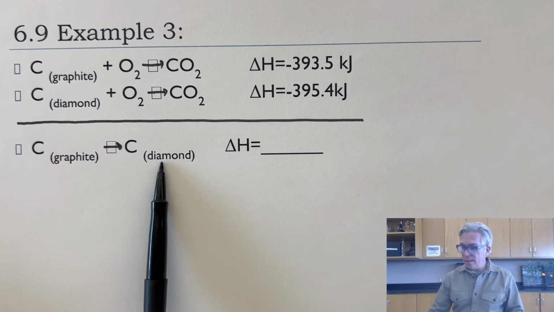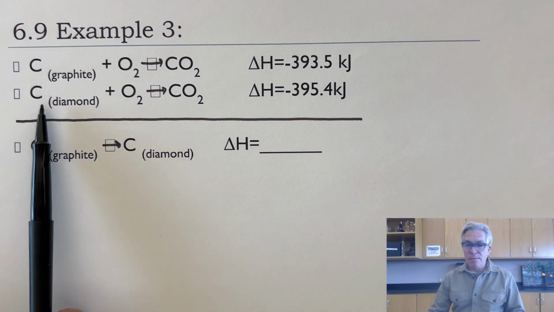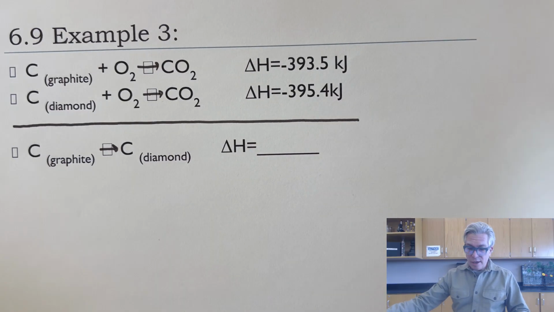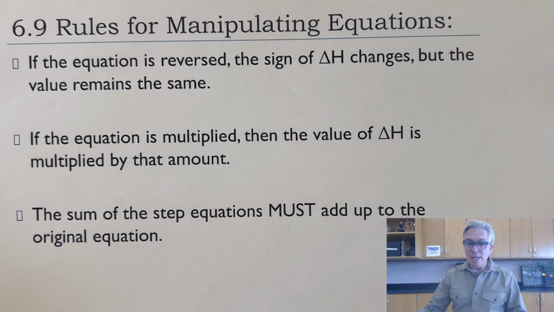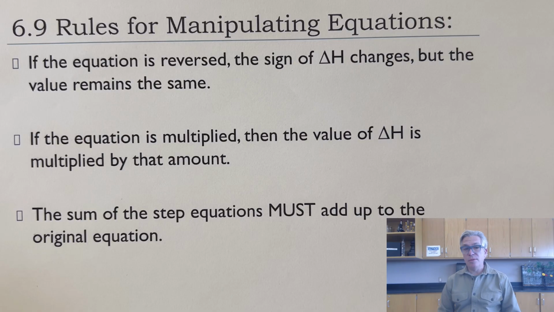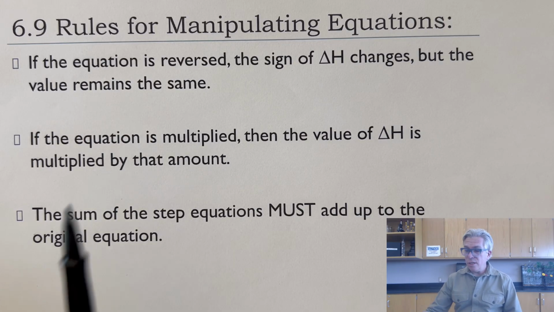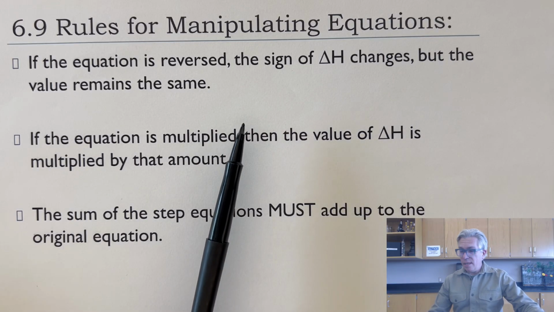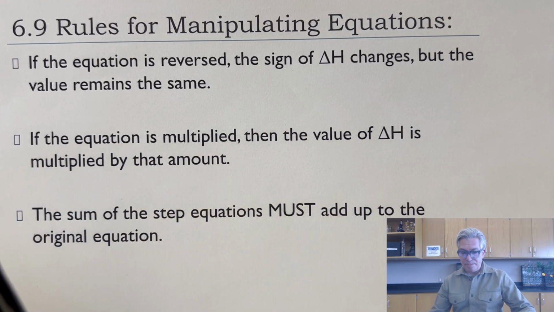And the catch is that the diamond is supposed to be here on the right, but up here it's on the left. Does that work? No. We have a couple of rules that we can use to manipulate the equations, but we have to manipulate them so that they do add up to the total. If the equation needs to be reversed, like I'm going to reverse this equation, the sign of delta H changes, but the value remains the same.